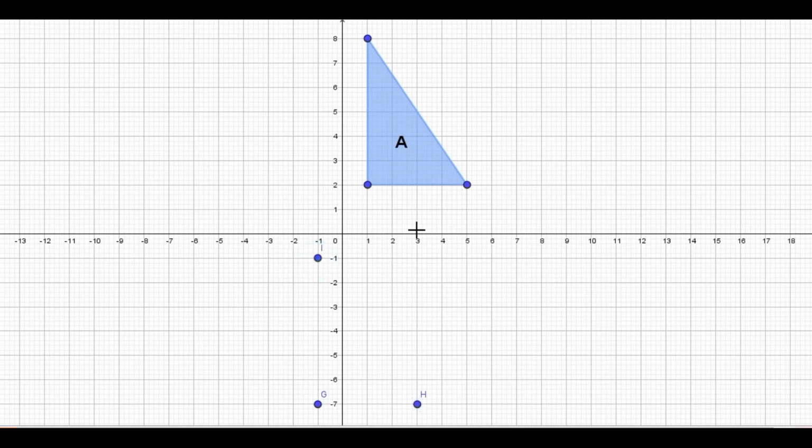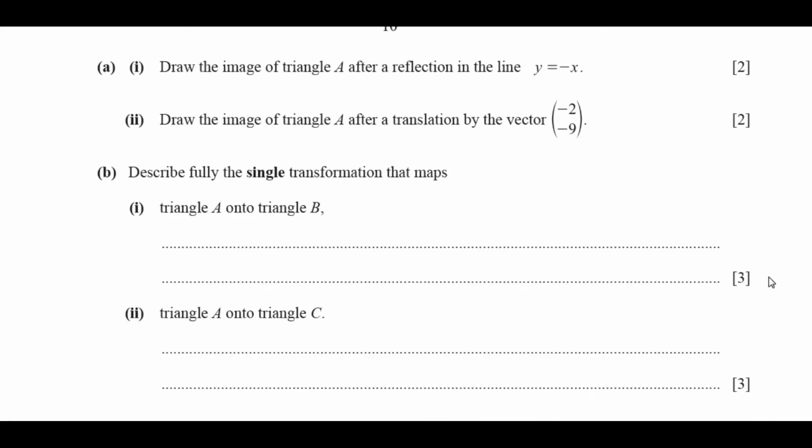I got all the three vertices. Now we will use the ruler and join these vertices. Now I got a triangle, that is the image of triangle A after translation by the column vector (-2, -9). I hope you understood. Now we will move to the next question, question number B.